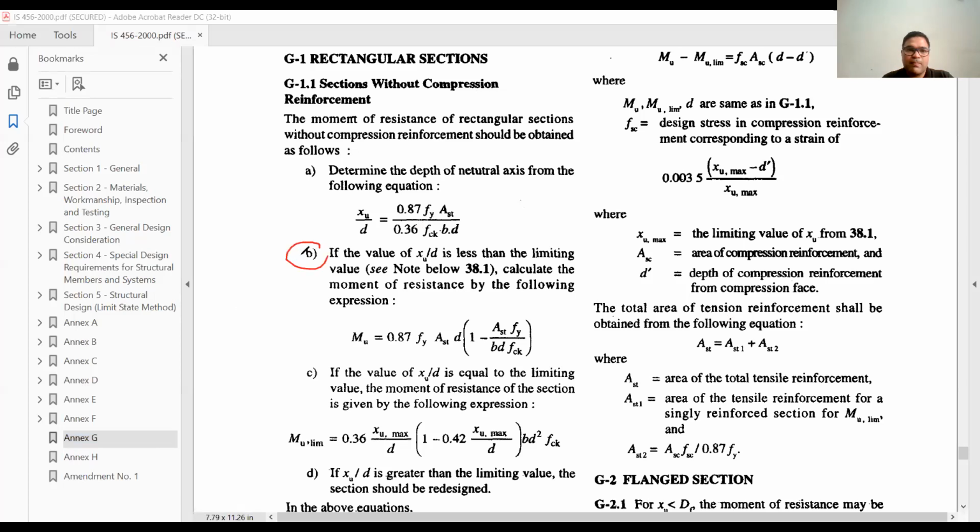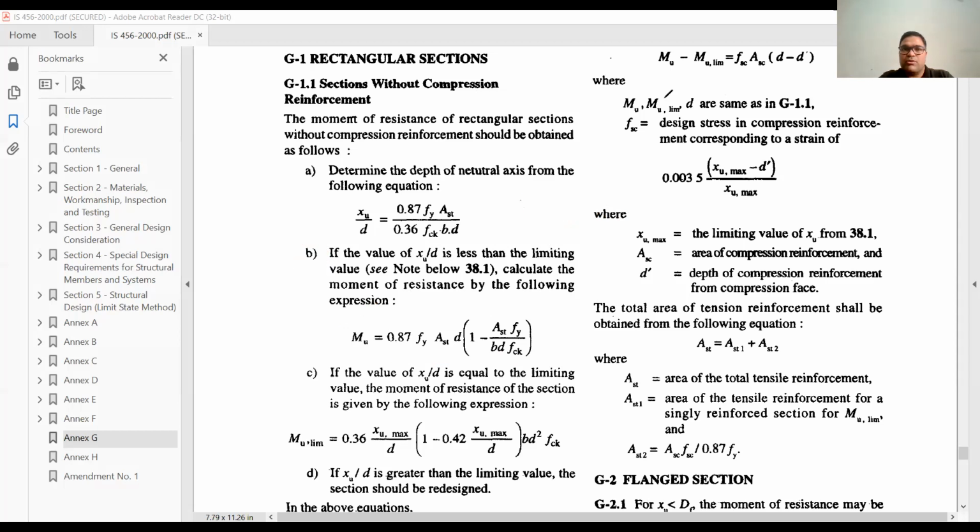In this you can see it says if the value of XU is less than the limiting value, calculate the moment of resistance by the following expression. The limiting value is basically XU max. So when XU is less than XU max, we use this formula to calculate the moment of resistance. So we will write this formula and put all the values to calculate the value of the moment of resistance.